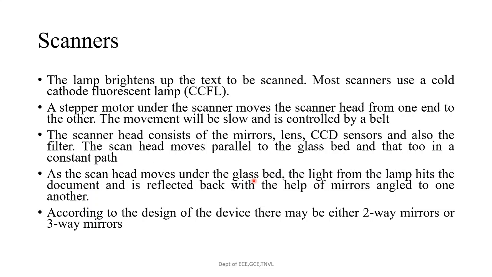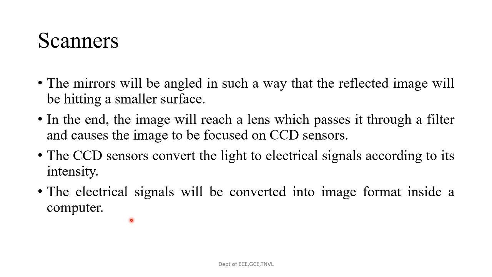As the scan head moves under the glass bed, the light from the lamp hits the document and is reflected back with the help of mirrors angled to one another. According to the design of the device, there may be either two-way mirrors or three-way mirrors. The mirrors will be angled in such a way that the reflected image will be hitting a smaller surface.